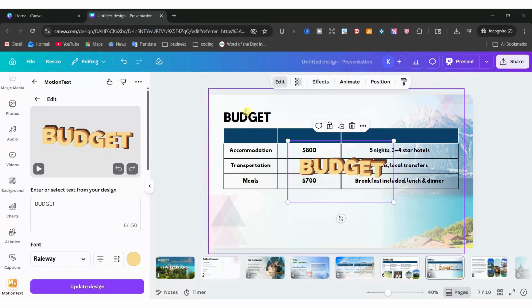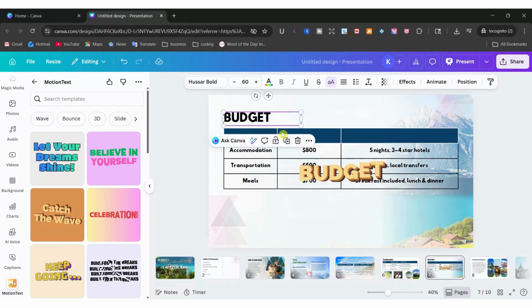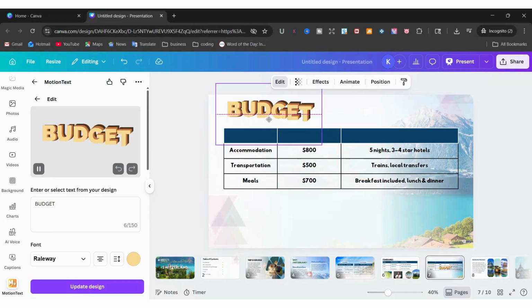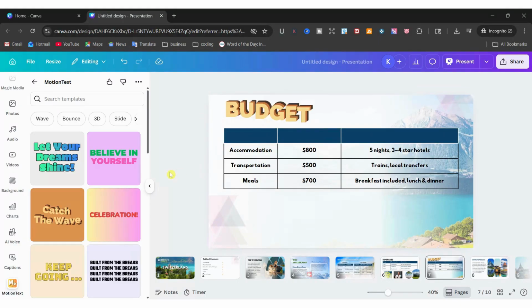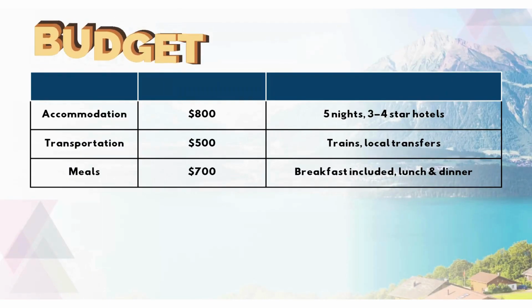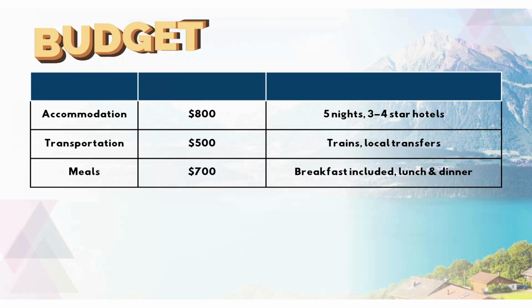And now I can get rid of this text and replace it with this. So when I go to present, this is what it looks like.